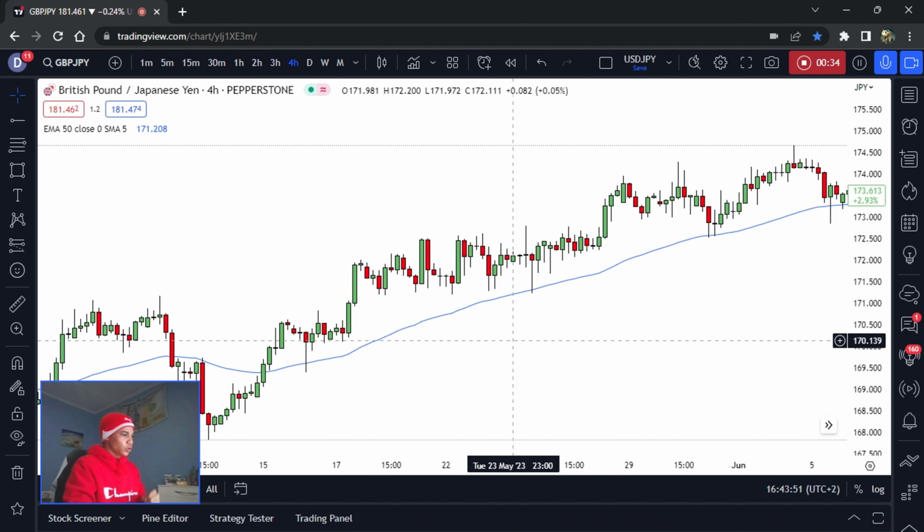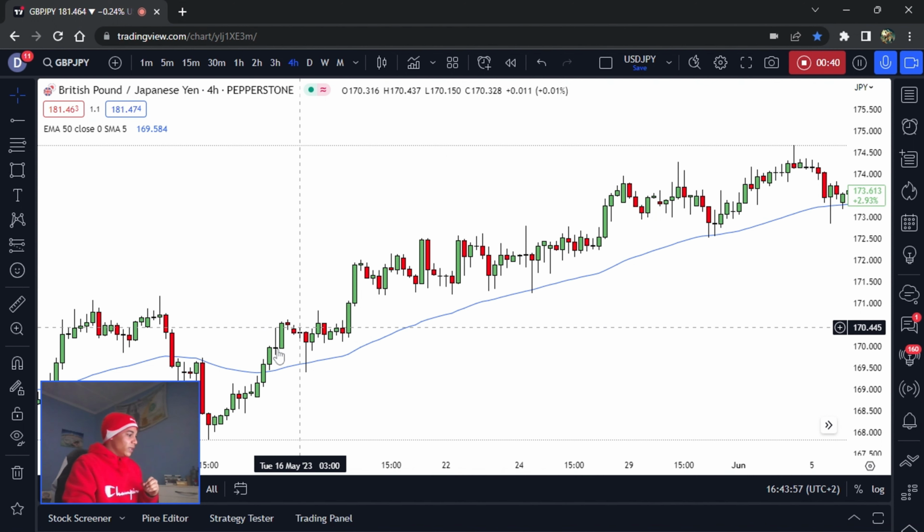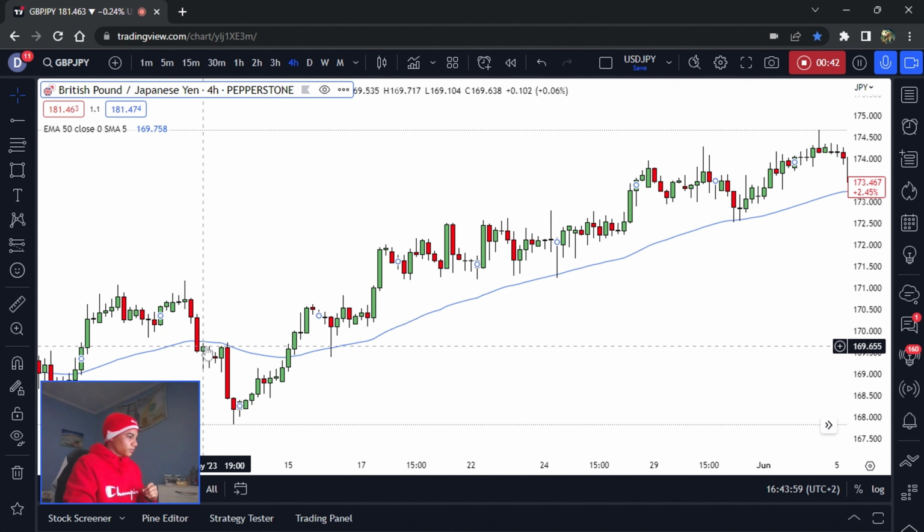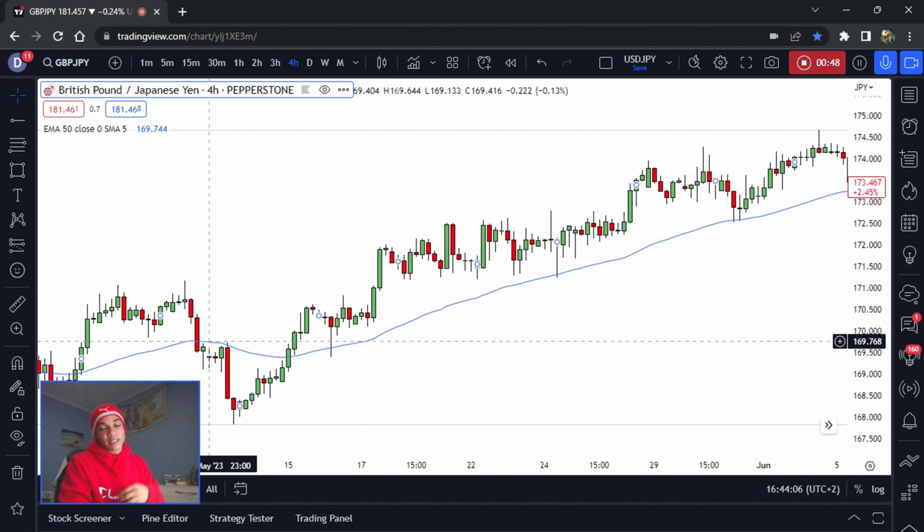The next thing we want to do is that we want to draw up our level. So our level will be based off previous resistance that is going to now be retested for support.